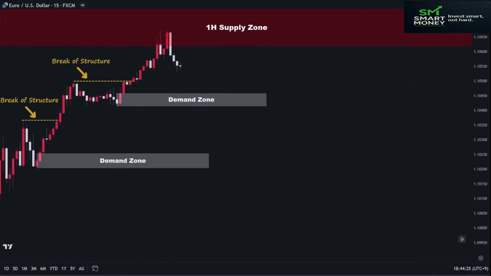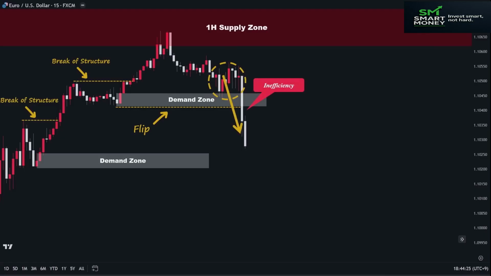We are looking at the 15-minute time frame of the euro-dollar. As you can see, the market initially displayed a bullish trend, forming bullish BOSs. However, the price reversed to the downside after mitigating the 1-hour time frame supply zone. Subsequently, the price reached the most recent demand zone and showed a minor reaction to the upside with a series of candles. However, the price swiftly pushed to the downside and broke out of the demand zone, leaving behind a significant inefficiency in the process.